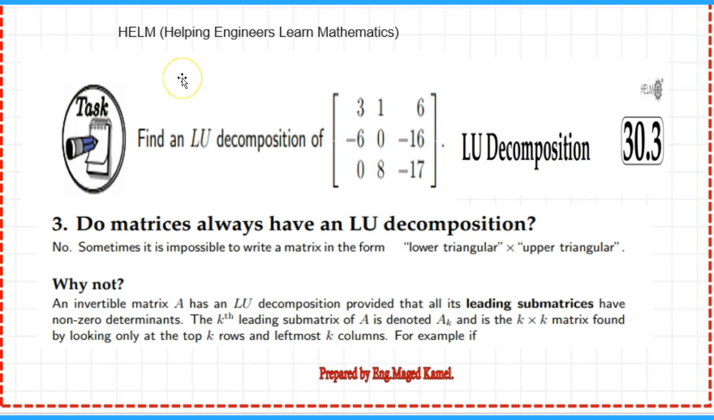There is a task from Helm, which helps engineers learn mathematics. Find the LU decomposition for the given matrix, which is [3, 1, 6; -6, 0, -16; 0, 8, -17]. This is a 3x3 matrix.